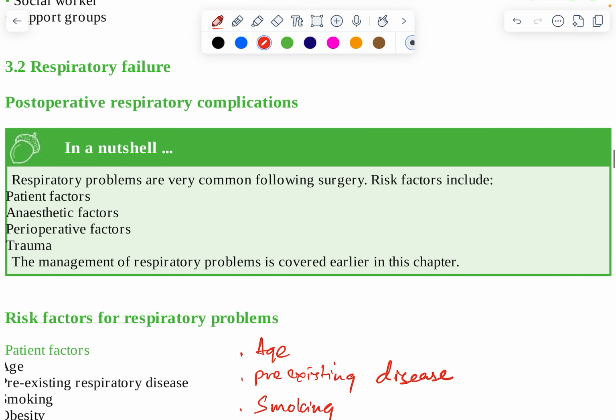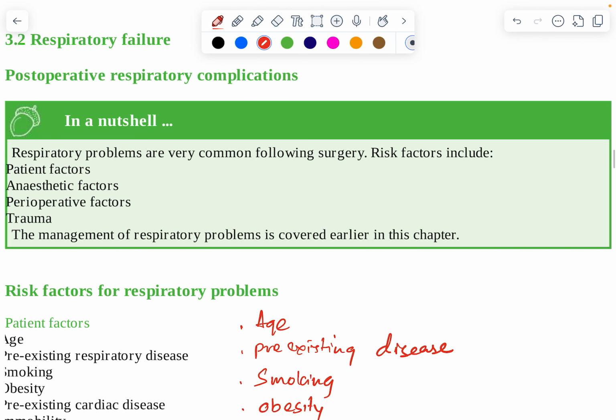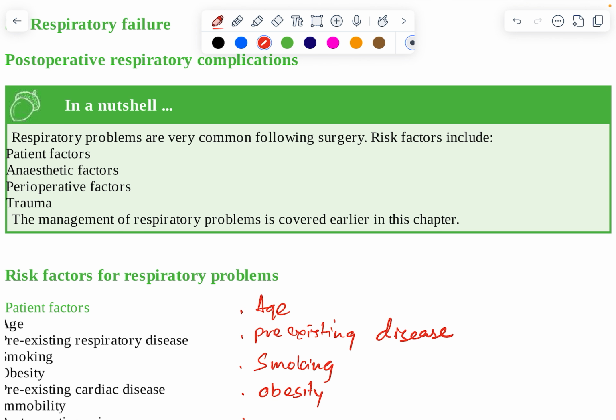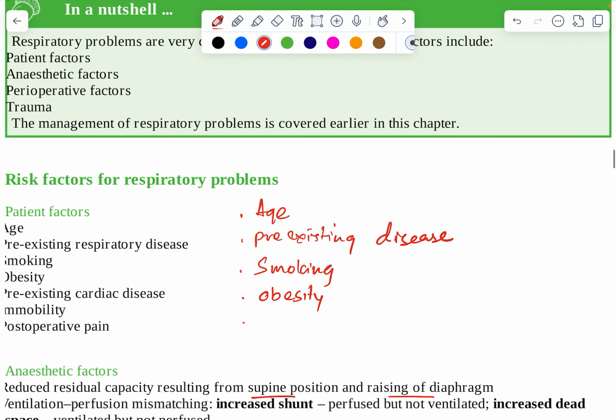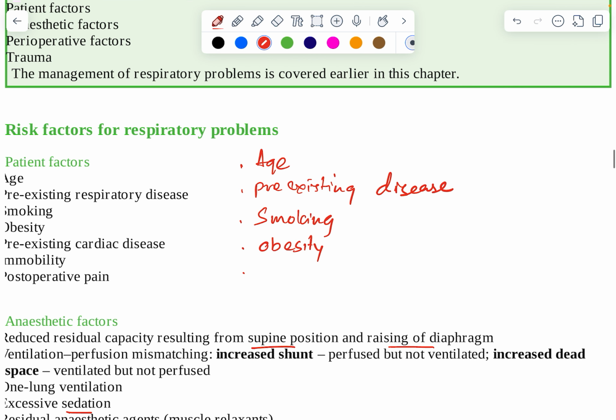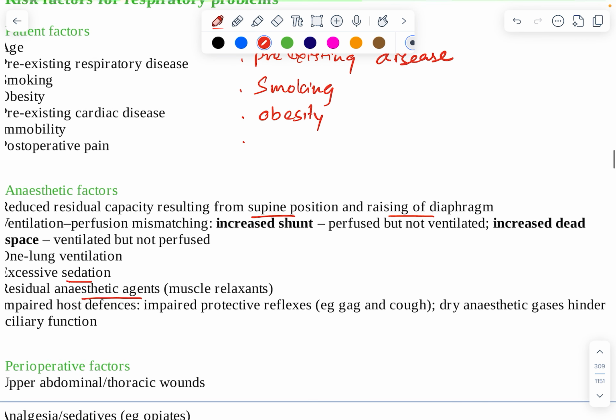The first thing is respiratory failure, a post-operative respiratory complication. These problems are very common following surgery. Risk factors include patient factors, anesthesia, and perioperative trauma. Patient risk factors: more advanced age, history of smoking, obesity, prevalent cardiac diseases, and immobility.